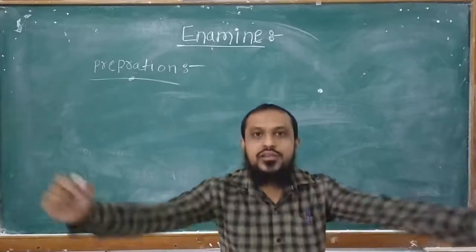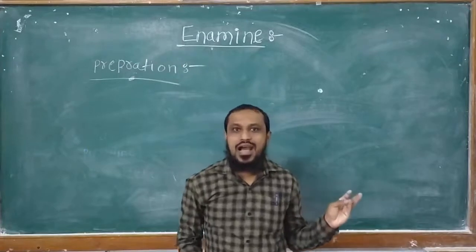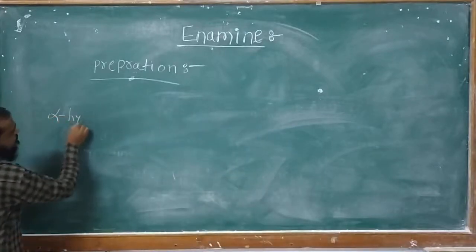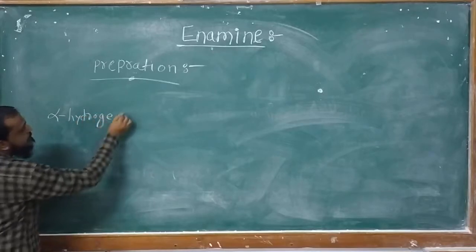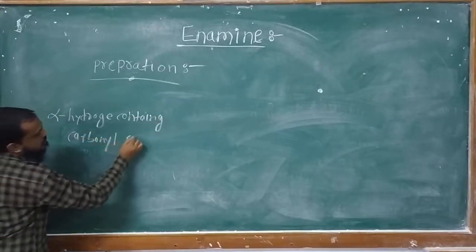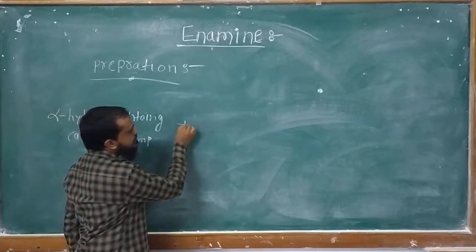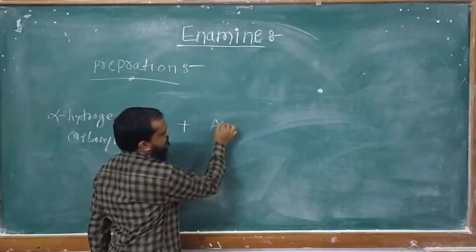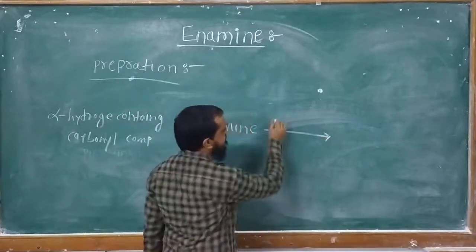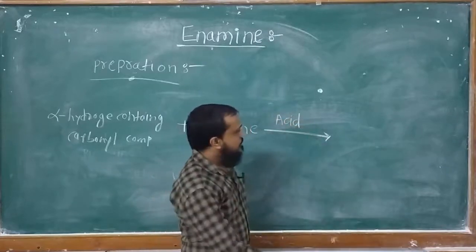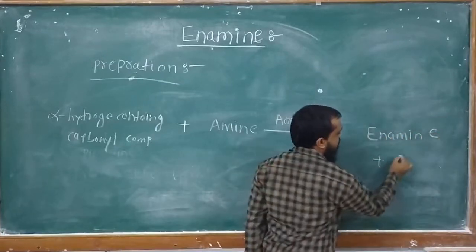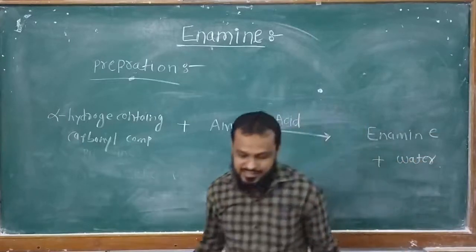How to prepare enamine? Now listen. When an alpha hydrogen containing carbonyl compound reacts with an amine in the presence of mineral acid to form enamine along with a water molecule. Okay, this is the statement of preparation.